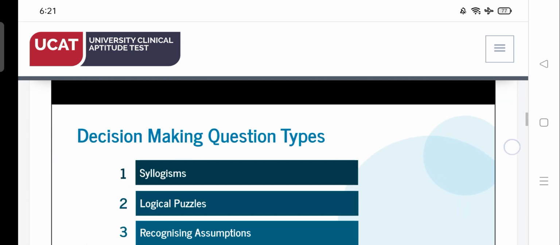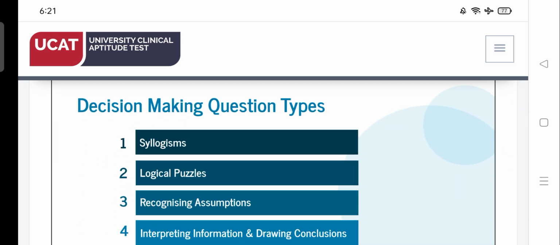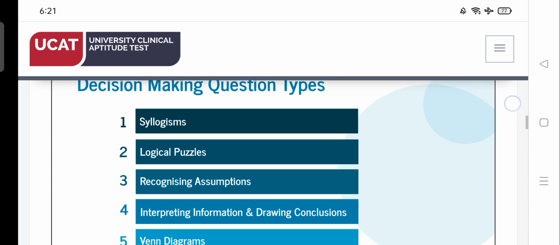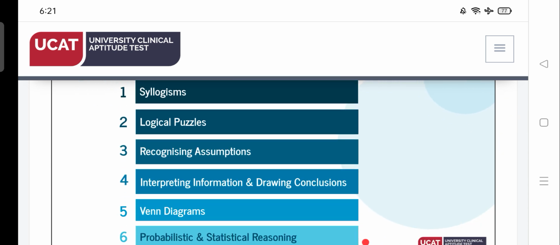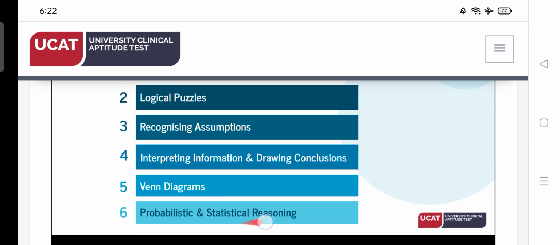Now next we have the decision making question types. First we have syllogisms, second, logical puzzles, third, recognizing assumptions. Fourth is interpreting information and drawing conclusions. Fifth, Venn diagrams. And the last one, the sixth, is probabilistic and statistical reasoning.